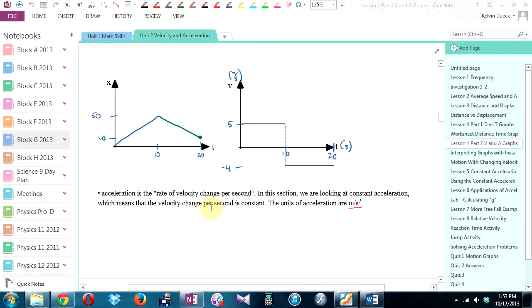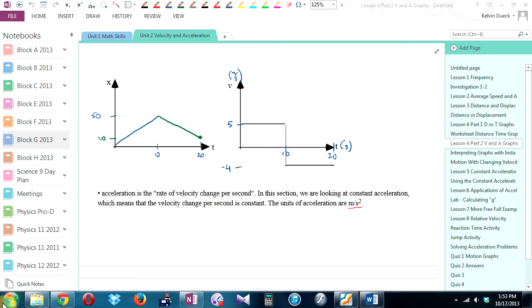Key idea from last day. What's the slope of a distance time graph? Velocity. What's the slope of a velocity time graph? Acceleration. Do you have to memorize that? You can actually figure it out from the units.